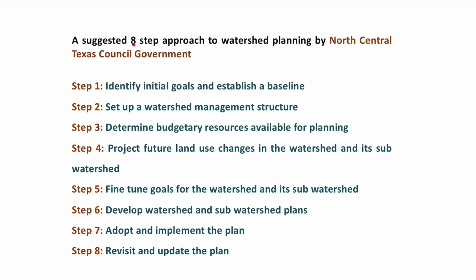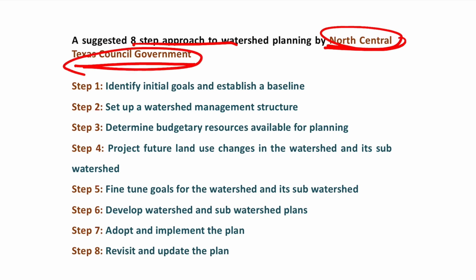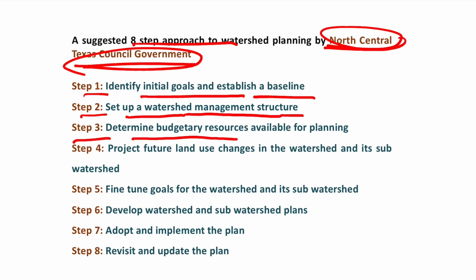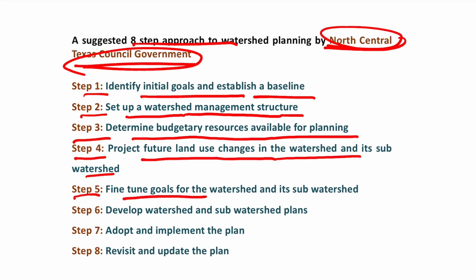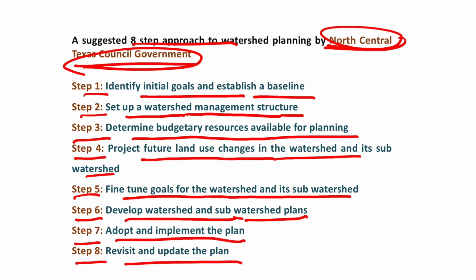A suggested 8-step approach to watershed planning by North Central Texas Council of Governments. So there is a watershed approach like an 8-step process. Step 1 is identify initial goals and establish the baseline. Step 2 is set up a watershed management structure. Step 3 is determine budgetary resources available and planning. Step 4, project future land use changes in the watershed and its sub watersheds. Step 5, fine tune goals for the watershed and its sub watersheds. Step 6, develop watershed and sub watershed plans. Step 7, adopt and implement the plan. Step 8, revisit and update the plan.